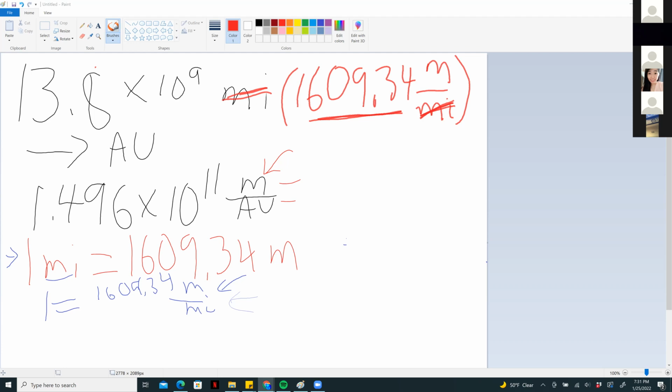So if anybody has a calculator on them, you can do that. Normally in a classroom, we have everyone out with their calculators working on this, but I don't know where you guys are all coming from, so that might be a little bit harder to do. 1609.34.